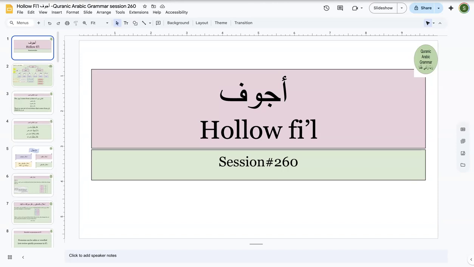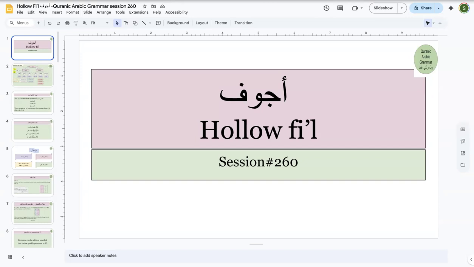What are the possibilities for the middle root letter in ajwaf? There are only two possibilities, waw and ya. Can alif ever be a root letter? Can you ever have an alif as your root letter? No, that is not possible. Remember, alif can never be your root letter. So your weak letters are only three: alif, waw, ya.